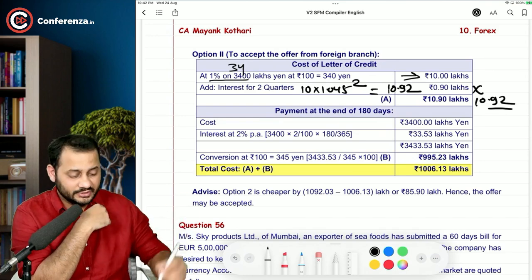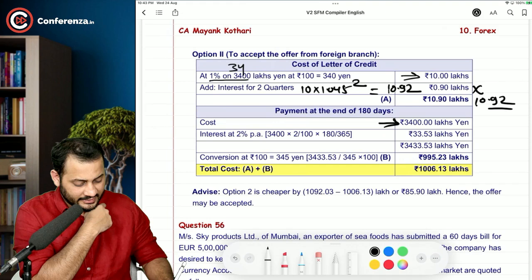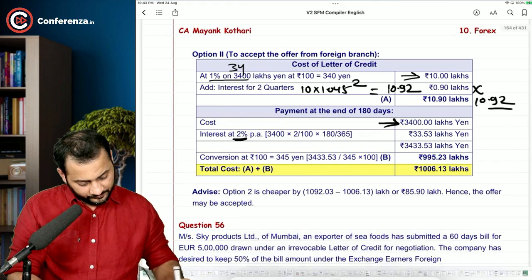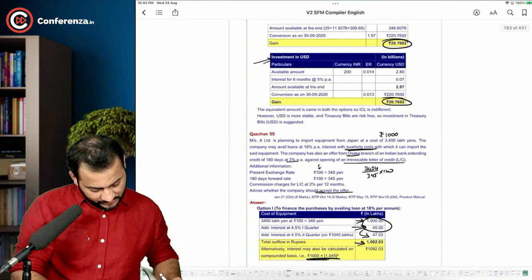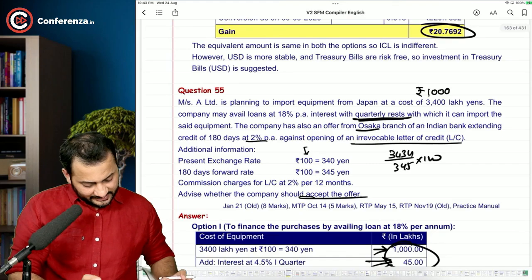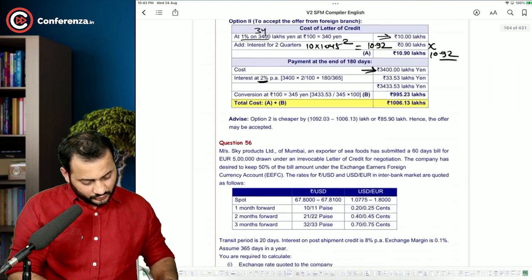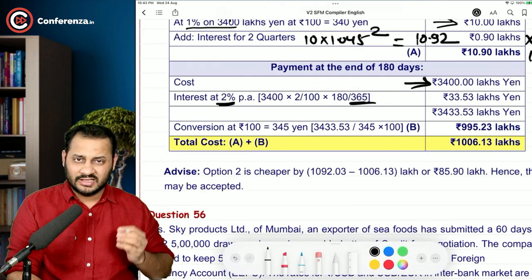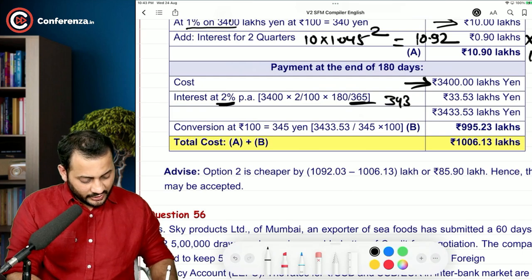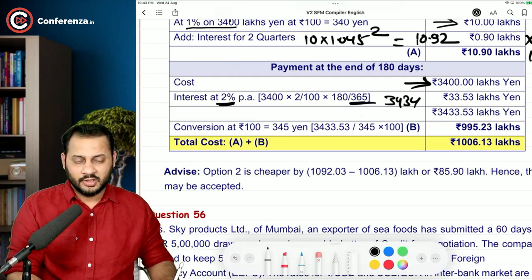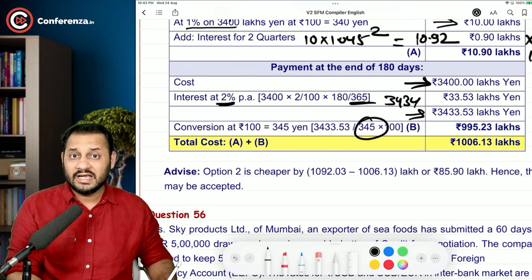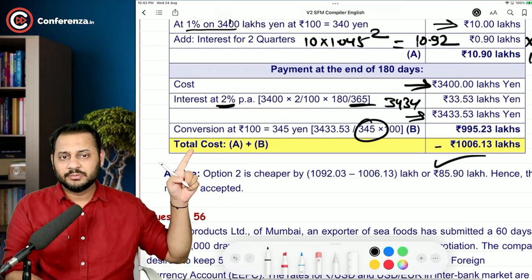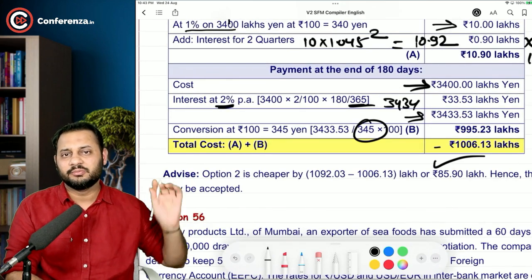But at the end of 180 days, you will have to make the payment of 3,400 lakhs yen and interest at 2%. See, the question has not mentioned whether you have to take 360 days or 365 days. So they have taken 360 days, 365 days, and that's why the answer is varying a little. Otherwise, it would have been 3434, 1%. And in order to make the payment, you will have to buy the yen at the forward rate. And the total outflow will be this. This option is cheaper than the first option. Option 2 is cheaper. That's it.